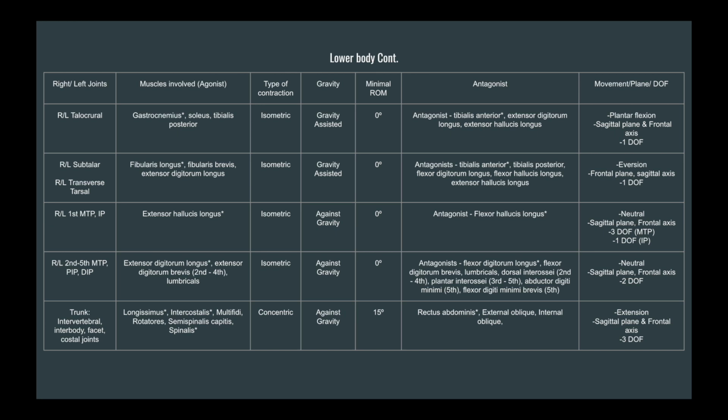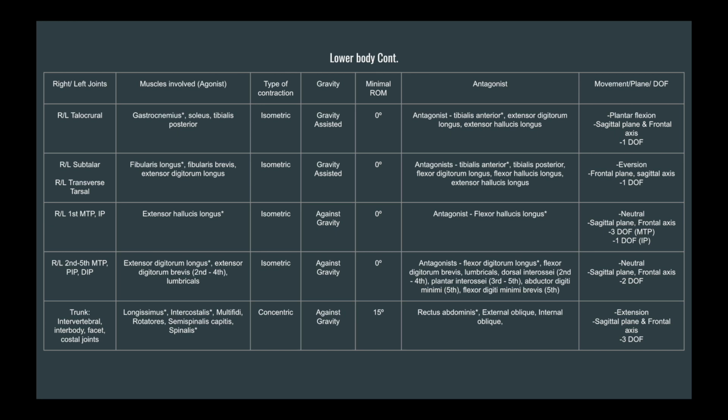Next is the second through fifth MTP, PIP, and DIP joints. And this is in neutral in the sagittal plane in the frontal axis. The agonist muscle is the extensor digitorum longus, and the main antagonist muscle is the flexor digitorum longus.